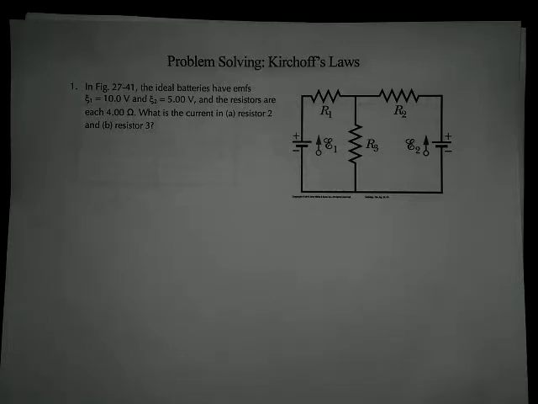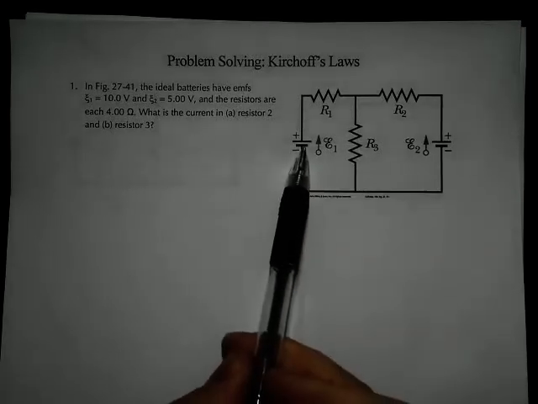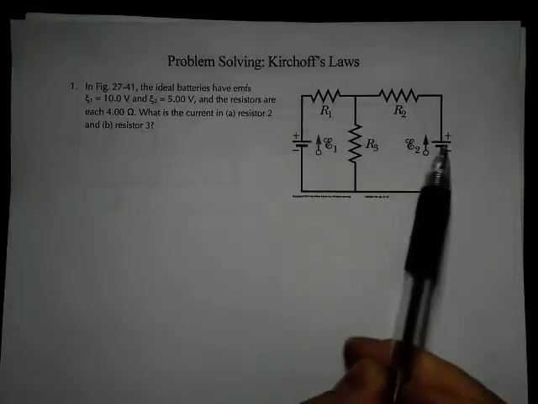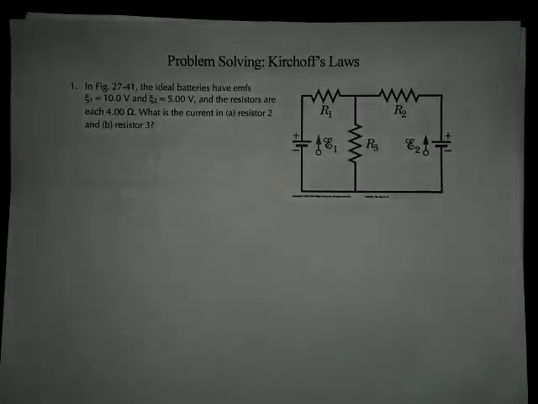Real batteries, as the chapter details a bit later, have some internal resistance, and therefore the potential difference from one end of a battery to another changes a little bit as you use it in a circuit, depending on how much resistance is in that circuit. We don't want that complication in our calculations. So we're always going to treat this as a perfect always 10 volt battery and this as a perfect always 5 volt battery. We want to know how much current there is in resistor 2 and resistor 3.